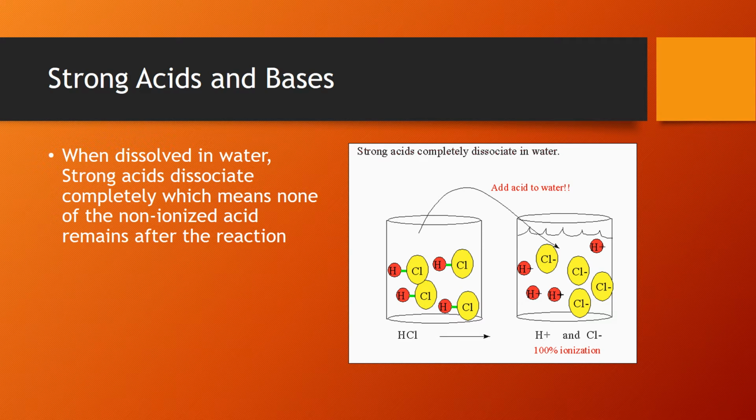When reacting with water, strong acids and bases completely dissociate, which means none of the non-ionized acid or base remains after the reaction. In the example on the side, you can see hydrochloric acid in the left beaker, but after adding water, all that remains are hydrogen ions and chloride ions.